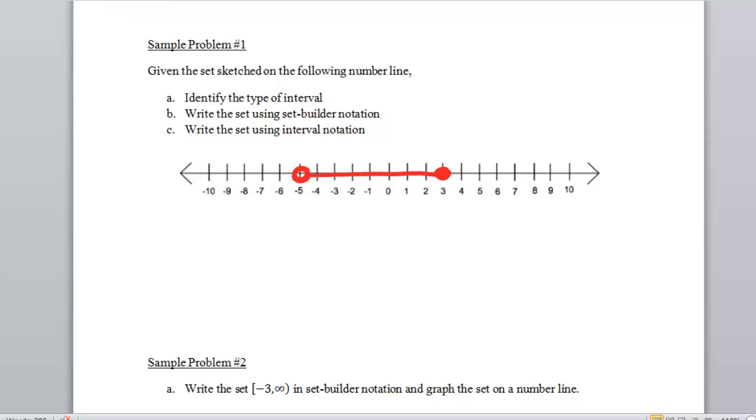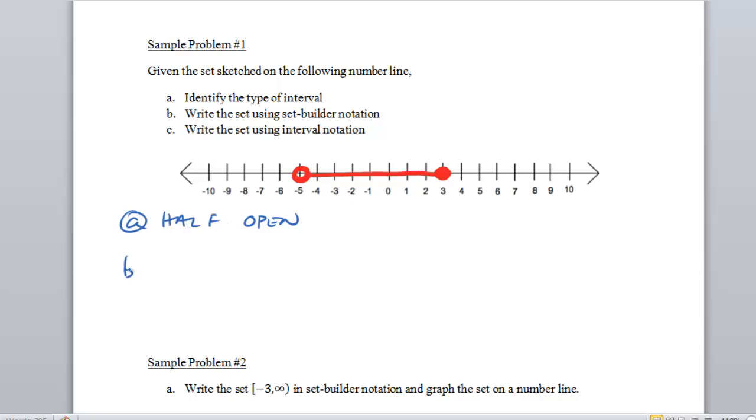And if we recall from the previous page in this set of notes, if it's got an open circle and a closed circle, it could be considered either half open or half closed. So either way, for part A, we'll just simply say that it's half open. I'm a half full kind of guy, so we'll go with the half open interval.